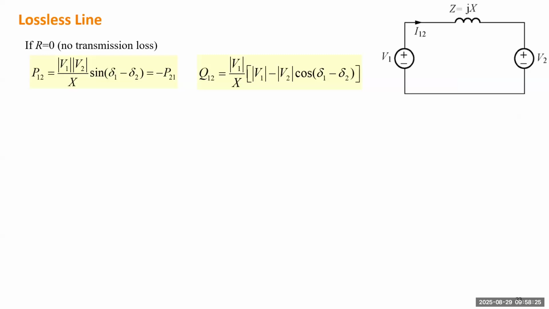Okay, so we want to come back to a lossless line because that's the easiest case. For a lossless line, R is simply 0. We start from those two formulas, and for a lossless line we'll have those two formulas. If we also assume P1 is equal to P2 in terms of absolute value, we'll have both Q to be the same. That will go back to the original approximate formula we assumed at the beginning.